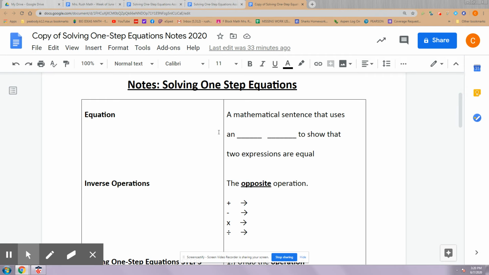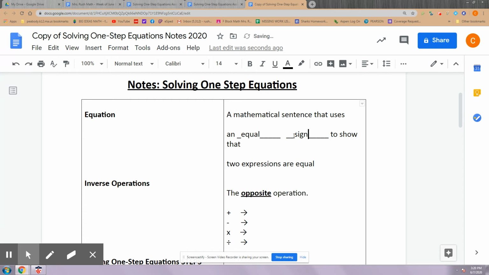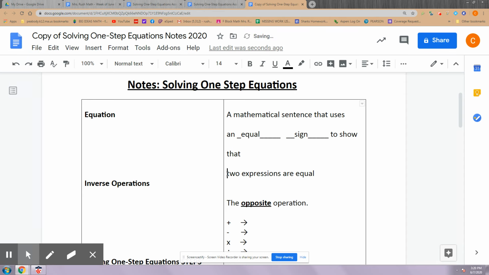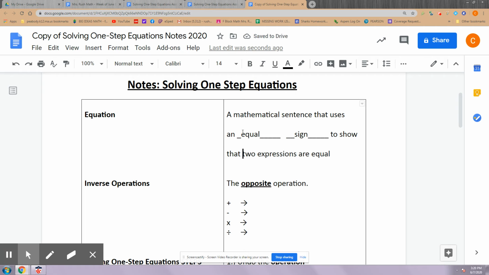The first thing I want to go over is what an equation is. If you look at the word equation, guys, in the beginning, it looks like it's going to spell out another word. It looks like it's going to spell the word equal or equals. So that's how I remember what an equation is. An equation is a mathematical sentence that uses an equal sign to show that two expressions are equal. Okay, so the big thing you need to remember is that an equation has an equal sign in it. And if you remember, look at the word equation, it looks like it's going to spell equal in the beginning.